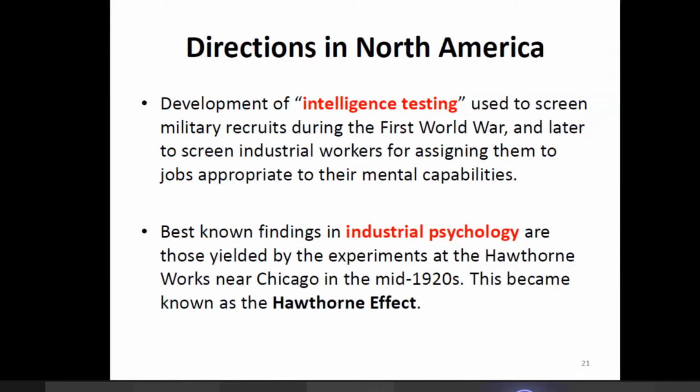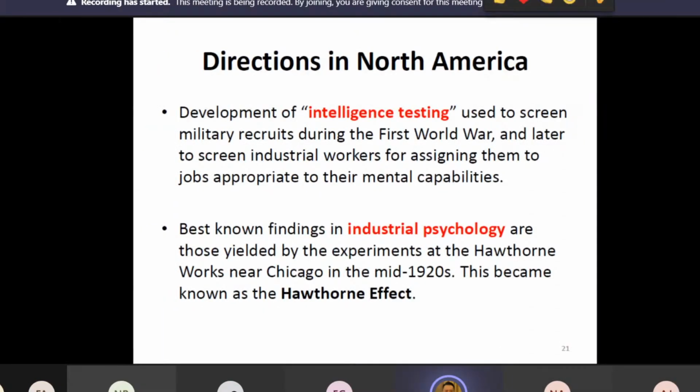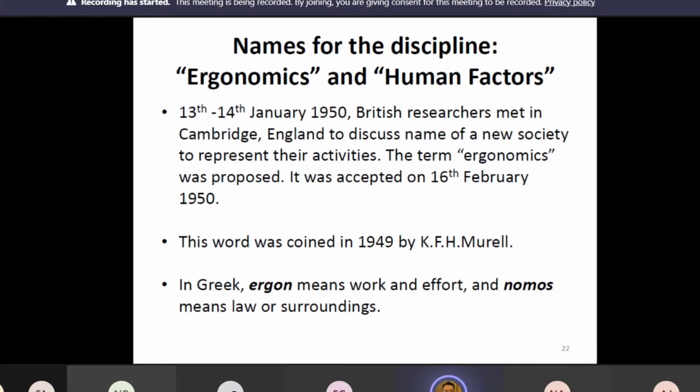And then there is another study, another application, whereby in North America they had industrial psychology, which is related to the Hawthorne effect. You can Google what the Hawthorne effect is. Basically, it is looking into the mental side of the human, the emotions at that time.